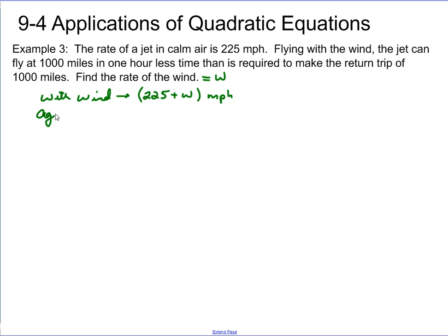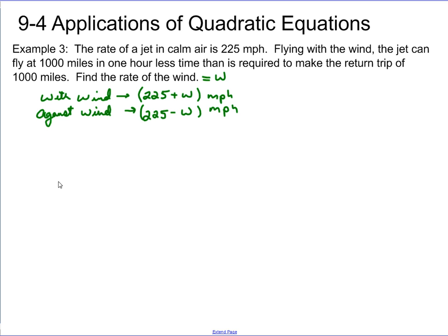Well, if we're going against the wind, we have to subtract the rate of the wind speed from the rate of the plane. Again, we're only assuming that the plane is flying directly into the wind or directly against the wind to make this problem work. So 225 minus W miles per hour.